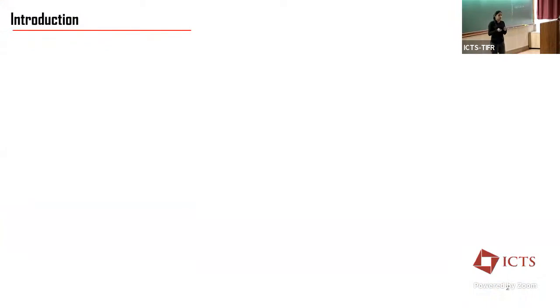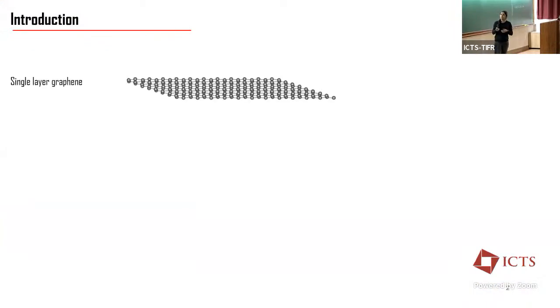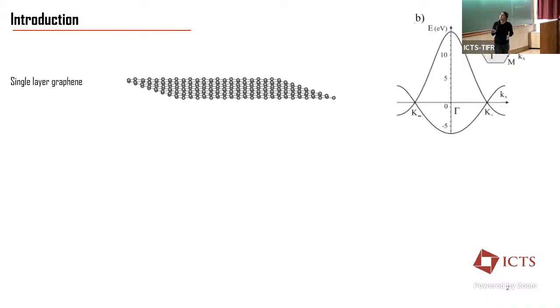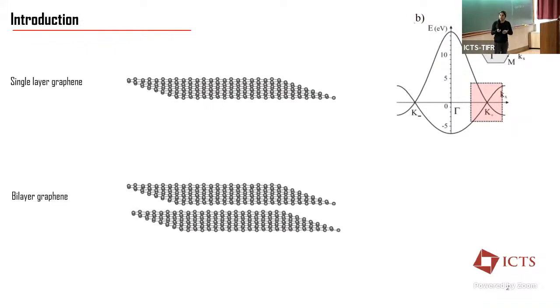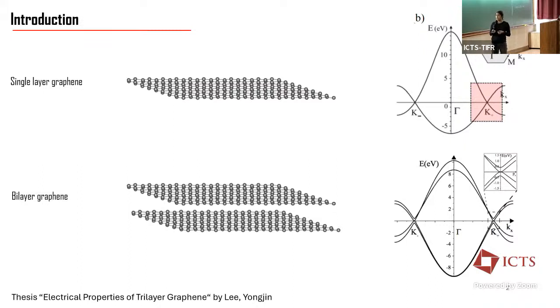Coming to the introduction about graphene systems, single layer graphene is formed of a single sheet of carbon atoms arranged in a hexagon pattern. Looking at the band structure at low energies, which we probe through transport measurements, it has a linear band dispersion. Whereas if we add another sheet of carbon atoms, the band structure completely changes, and in this case we have a parabolic band instead of a linear band.